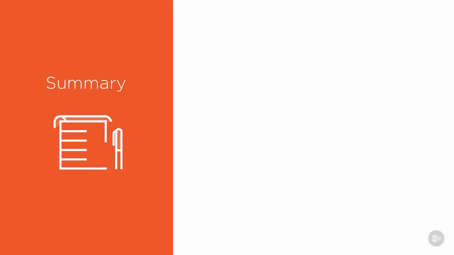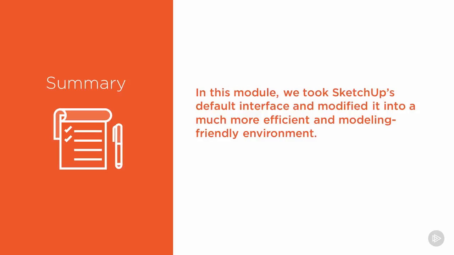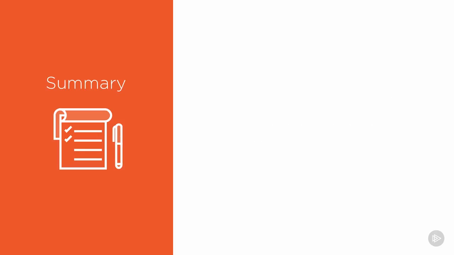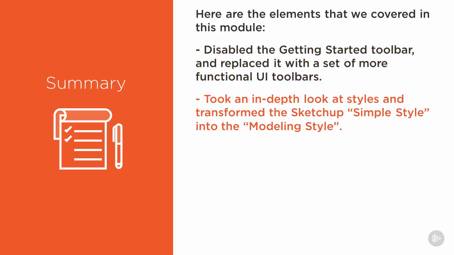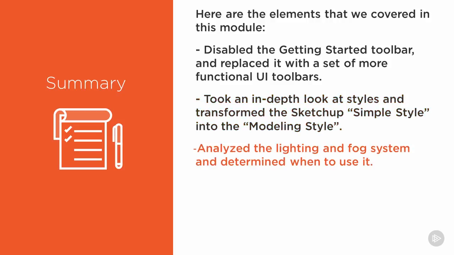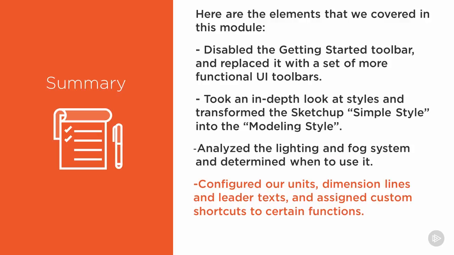So to summarize, we've successfully configured our workspace for a much more pleasant and much more optimized modeling experience. Specifically, what we did in this module is that we disabled the Getting Started toolbar and replaced it with a set of more functional UI toolbars. We took an in-depth look at styles and transformed the SketchUp simple style into the modeling style. We analyzed the lighting and fog system and determined when to use it. And we configured our units, dimension lines, and leader text and assigned custom shortcuts to certain functions.